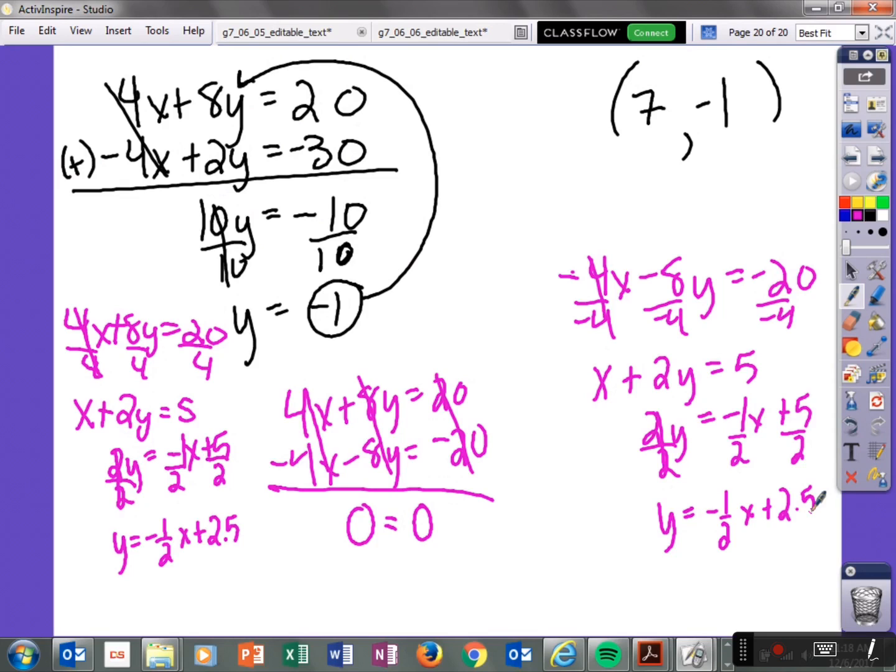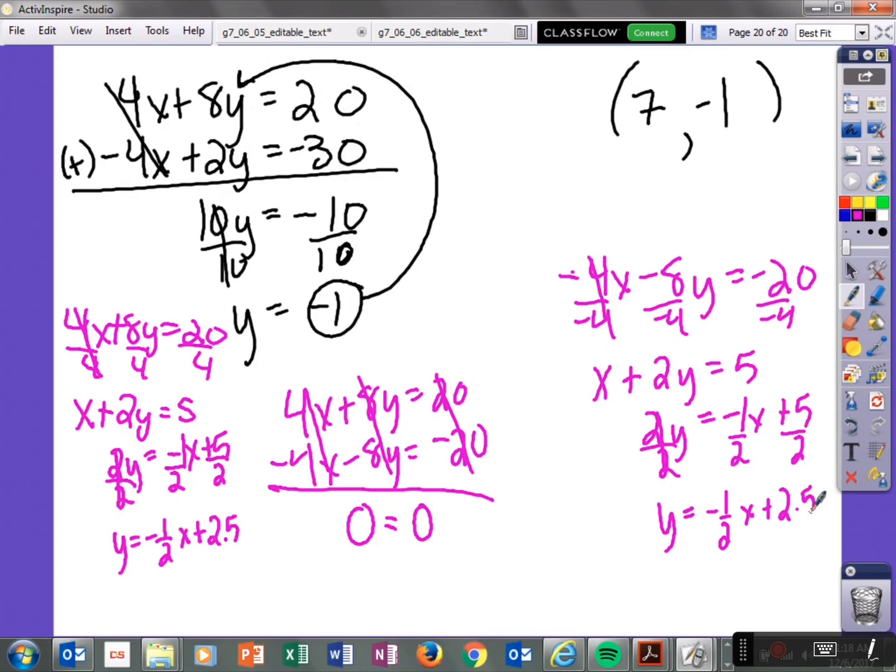One way you can tell if it's going to be all real numbers, you can solve it and get it down to 0 equals 0, but you can also look and see if they're going to be the same thing. If they have all of the exact same numbers, except notice all of these are opposite, right? Even if they were all the same. If all the numbers are the same, it has no choice but to be the same, right? Yes.